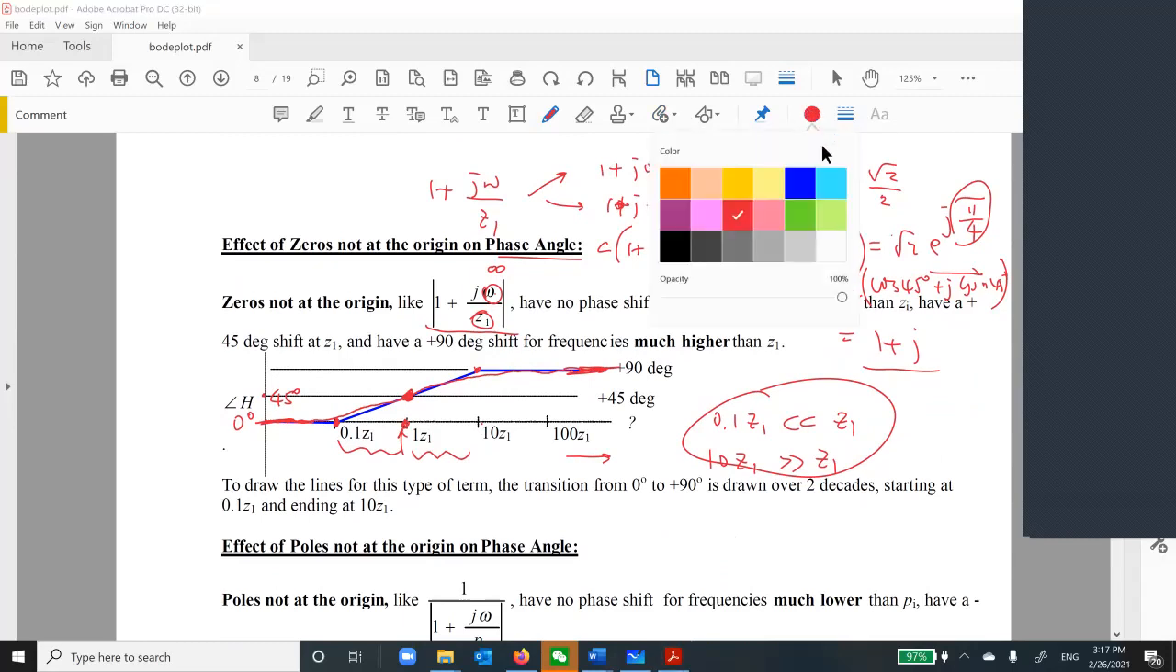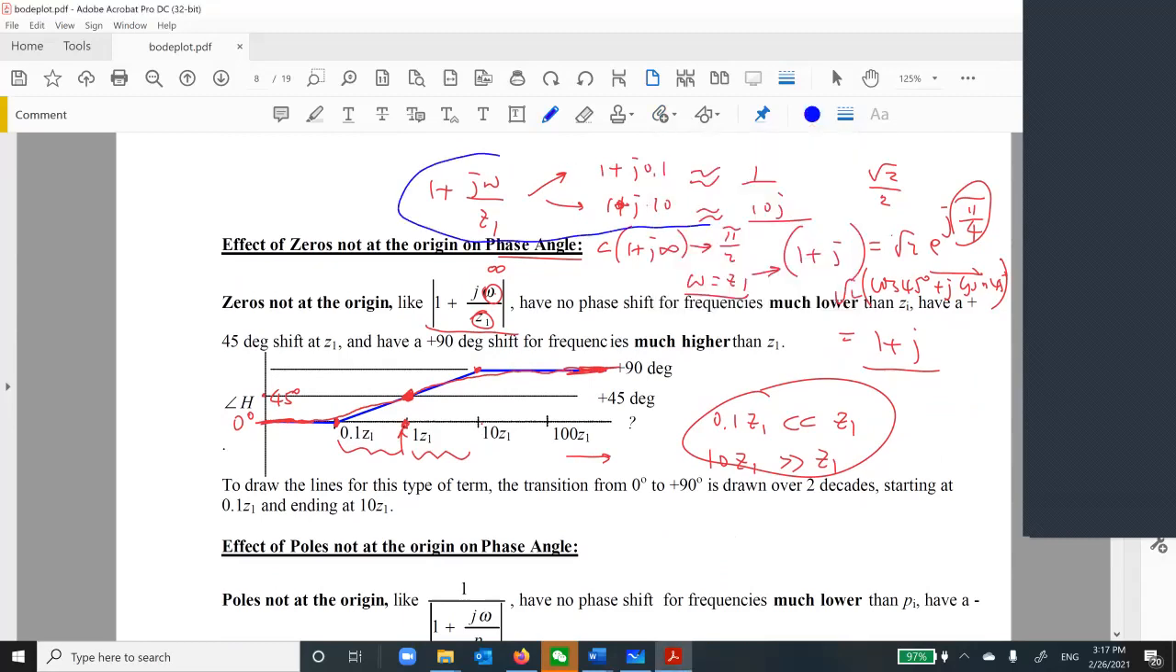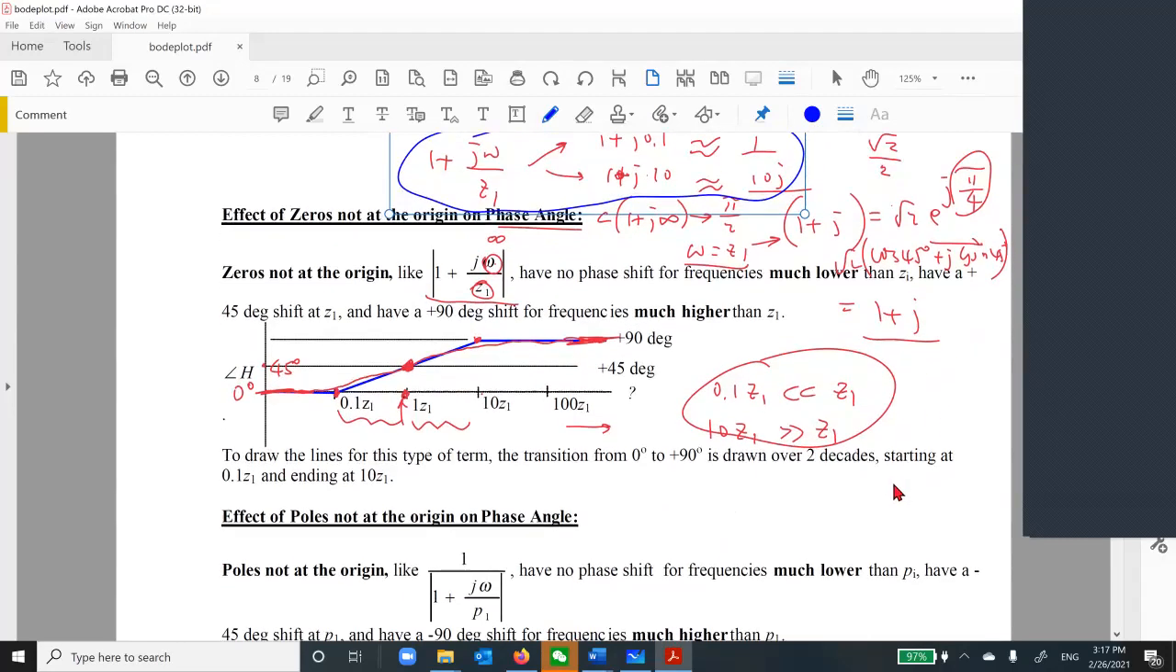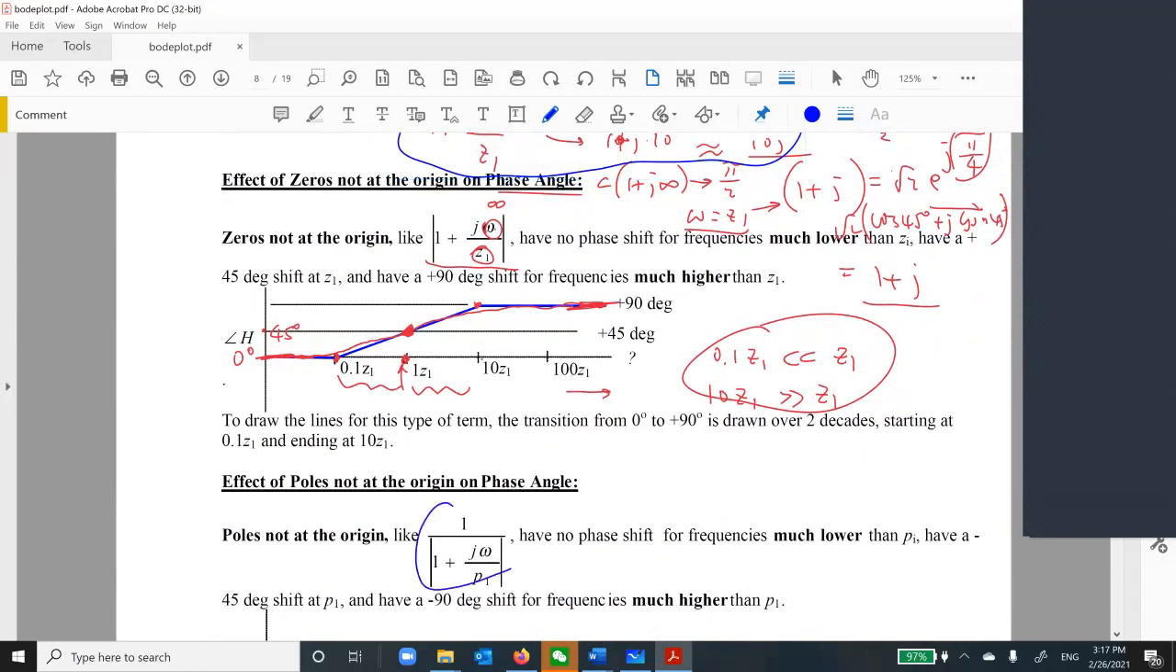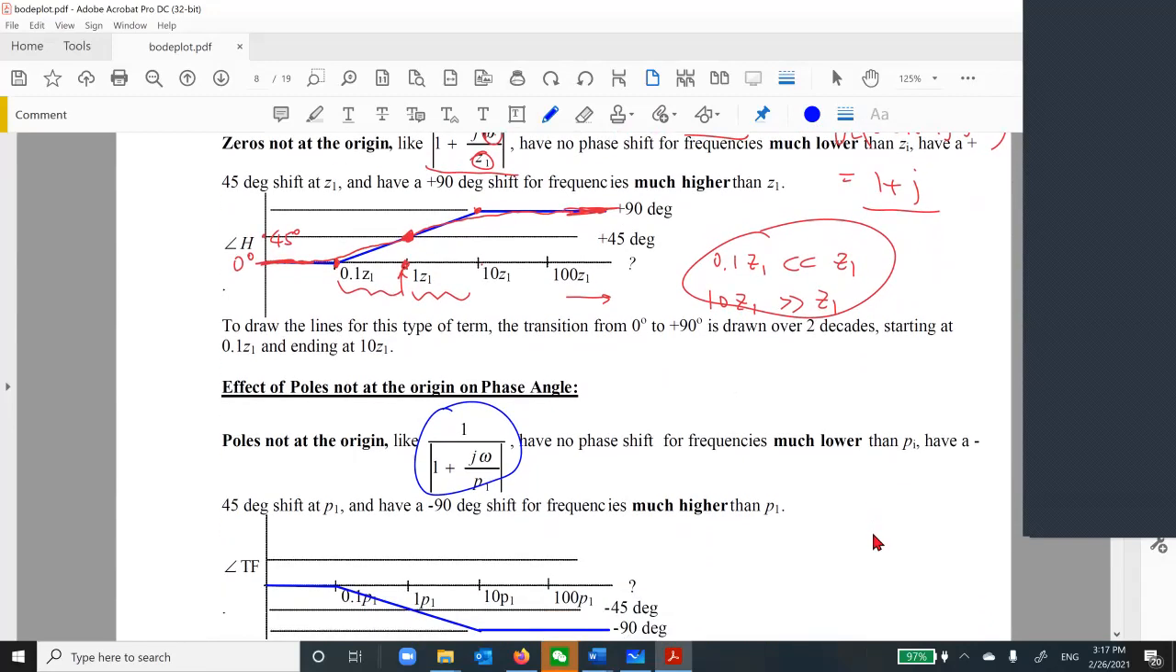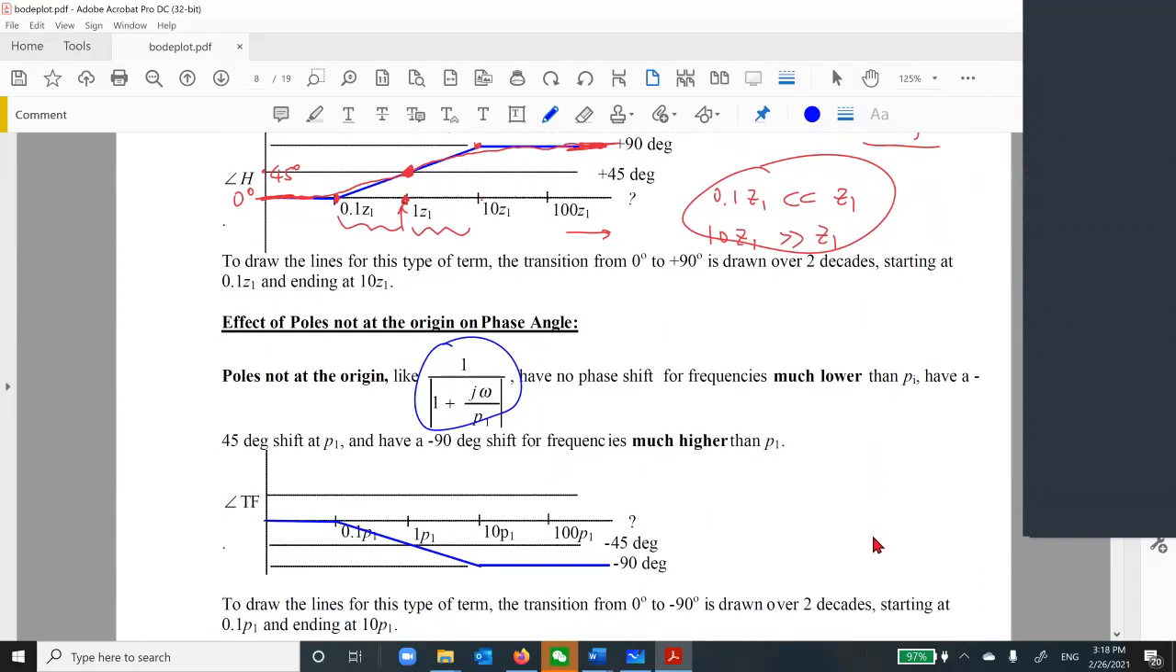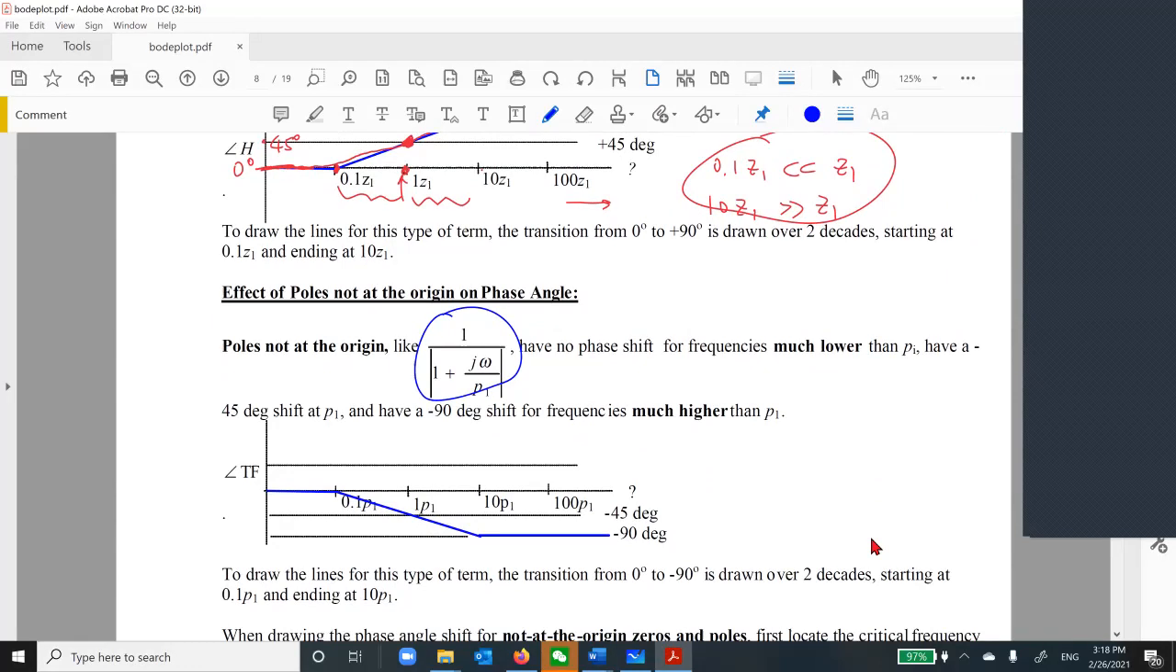This type of reasoning. So that's for the zero. What about my pole? My pole is like this, a standard form again. So we can see that how to draw its phase plot is the same.